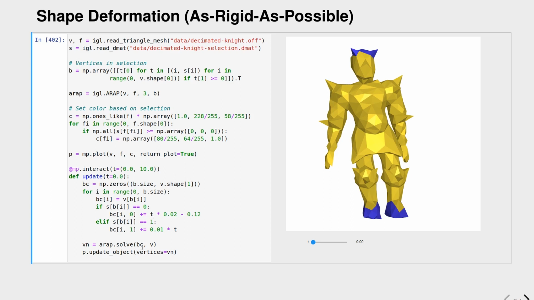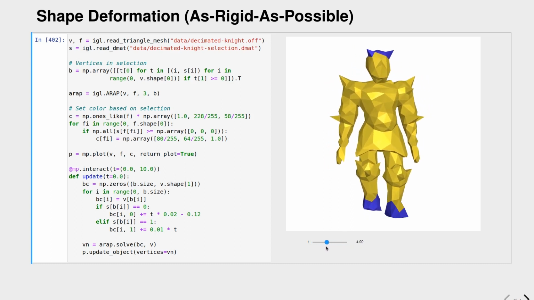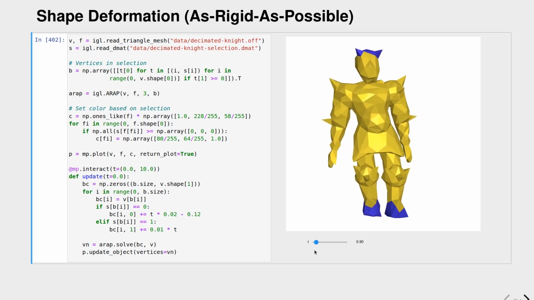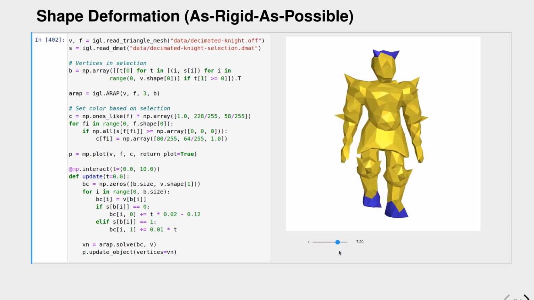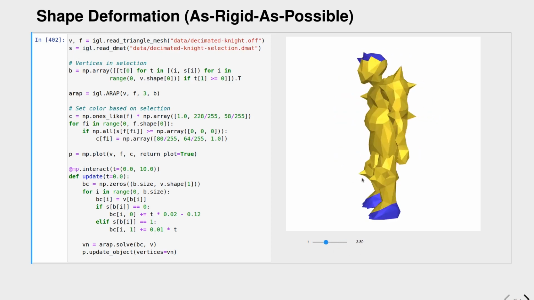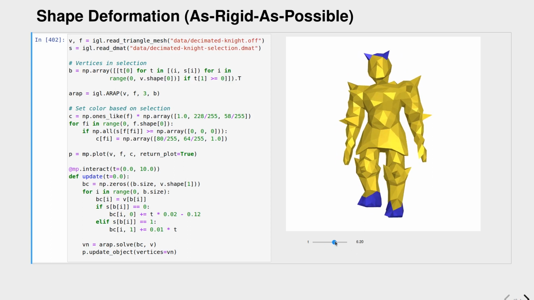that the deformation of our yellow vertices is locally rigid or as rigid as possible. And this gives us the nice results where we can see that locally regions are not deformed much. It just does this global transformation to match the boundary constraints.